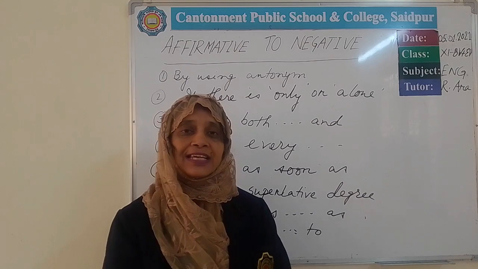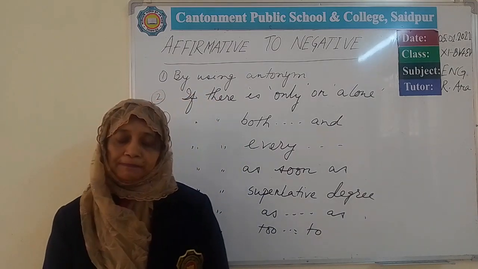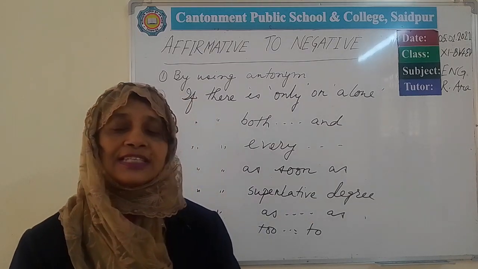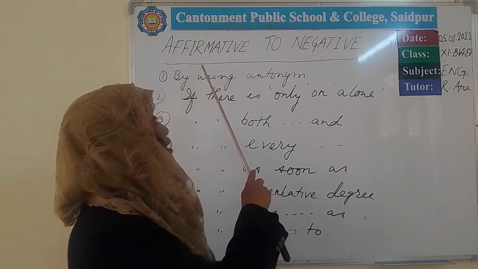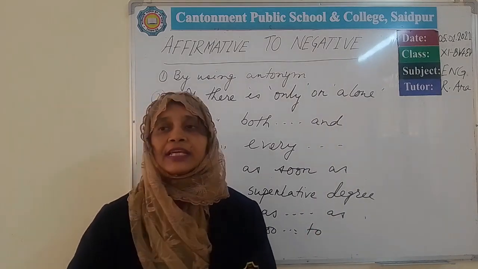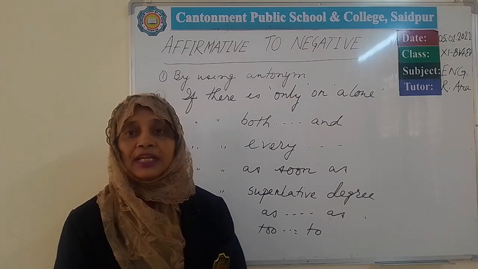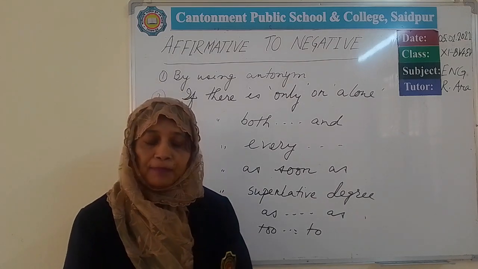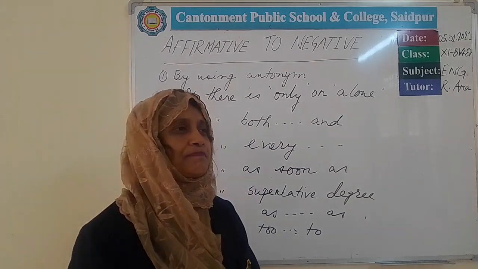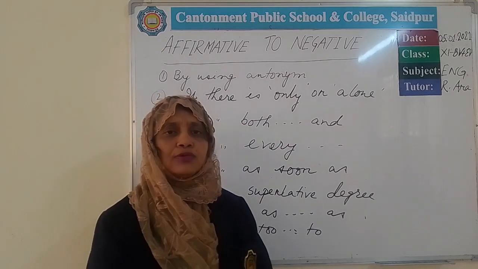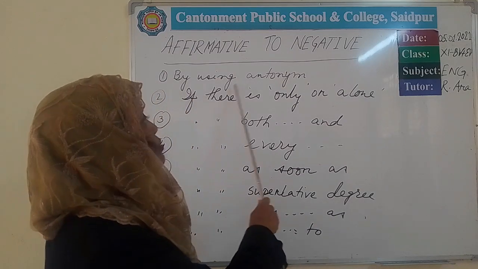An affirmative sentence is a sentence that expresses or describes or narrates something simply. That means an affirmative sentence is a sentence of narration, description, etc. And it may be in an affirmative way, it may be in a negative way. Today we will find how we can make a negative sentence from an affirmative sentence. There are so many ways that we can deny or use in a negative way. The most common one is by using an antonym.